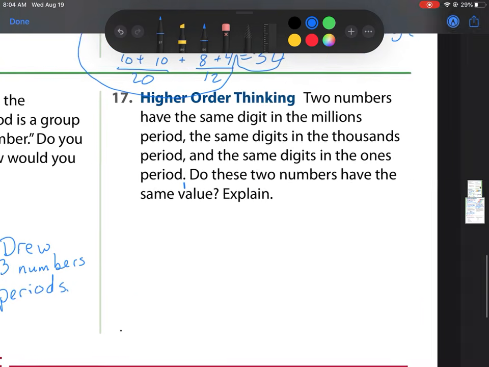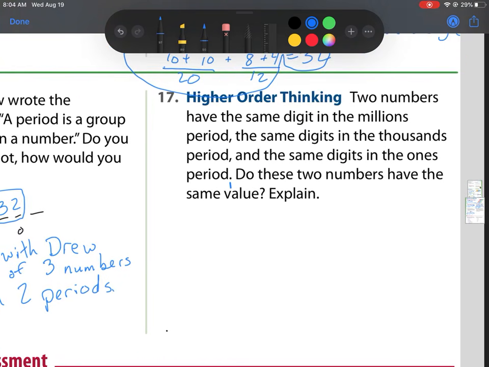Number 17 now, higher order thinking. So these are our hard ones. Two numbers have the same digit in the millions period, the same digits in the thousands period, and the same digits in the ones period. Do these two numbers have the same value?